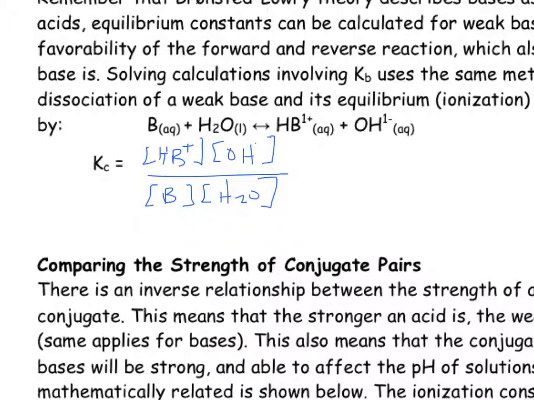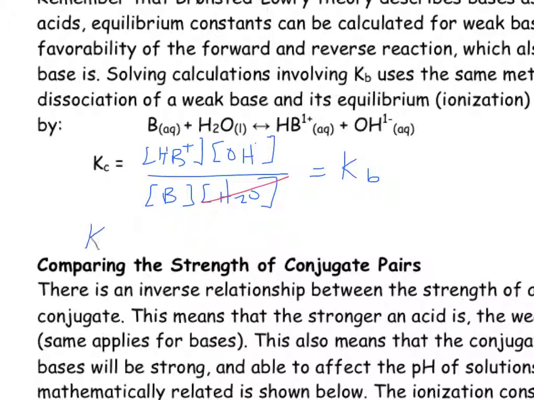Now remember, water is a pure liquid. Therefore, it should not be included in an equilibrium calculation because its concentration will not change. Because we need to ignore water in this calculation, then we cannot call it a Kc anymore. Because this is an equilibrium describing a base, we now put the subscript B.